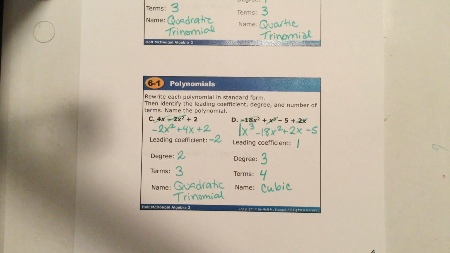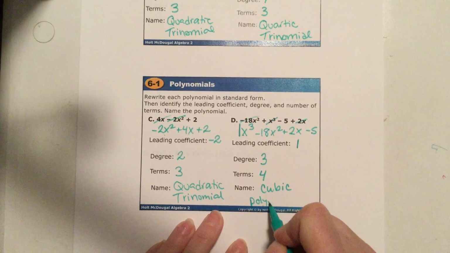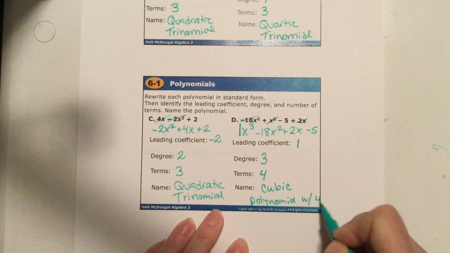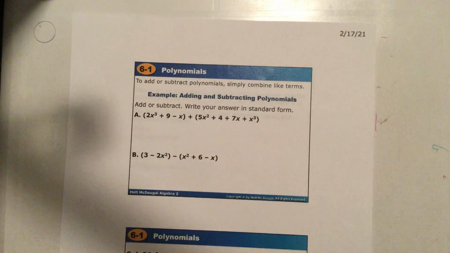Now if it's 4 terms, remember there's special names for 1, 2, and 3. As soon as you go over 3, you just simply say polynomial with however many terms. So we have a polynomial with 4 terms. Okay, so that's standard form, leading coefficient.